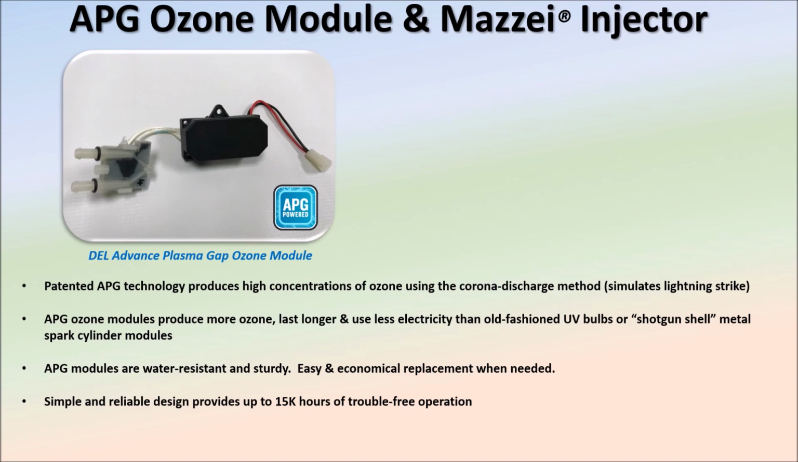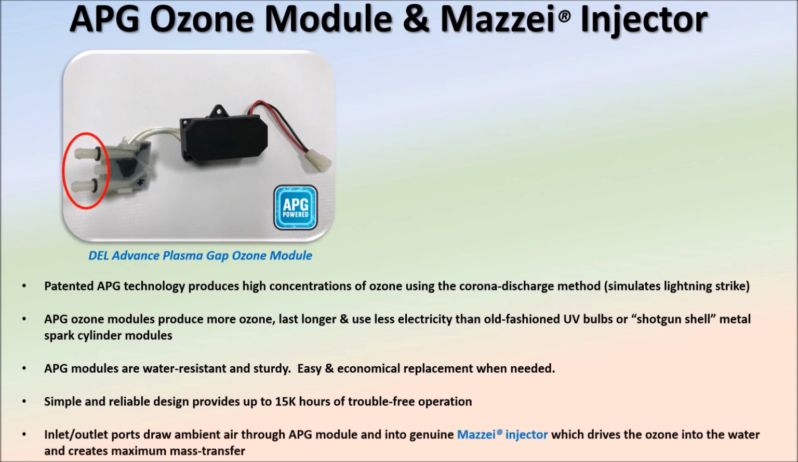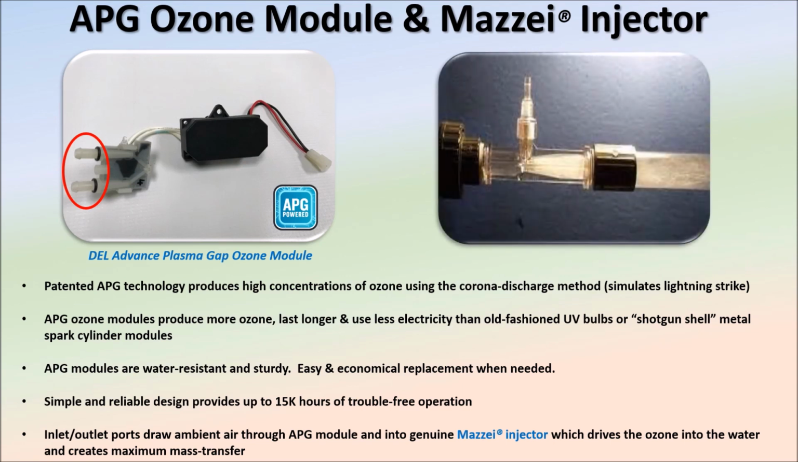The inlet and outlet ports, as you see here, draw air into and out of the module by use of a genuine Mazzei injector that, installed on the plumbing loop, as we'll see in a moment, creates a vacuum that drives ozone into the water where it's absorbed in a process called mass transfer. Dell uses only genuine Mazzei injectors, as they have been shown to create the highest degree of mass transfer of any injector anywhere in the world. It's this type of dedication to excellence and unwillingness to compromise performance that has made Dell the #1 name in ozone for swimming pools for almost 5 decades.